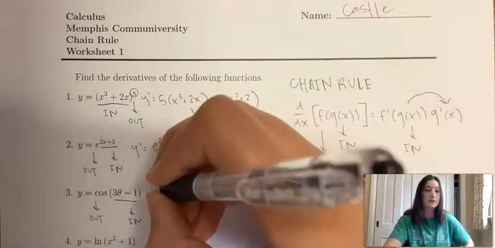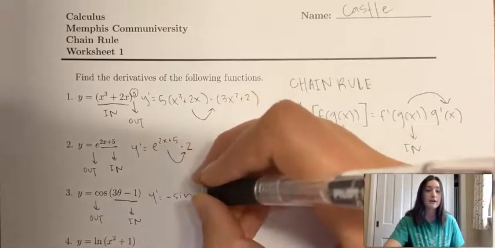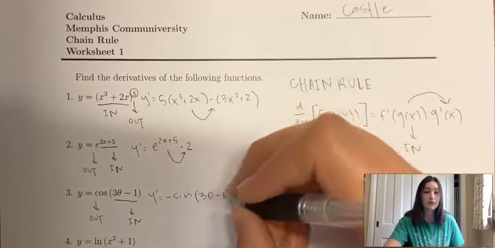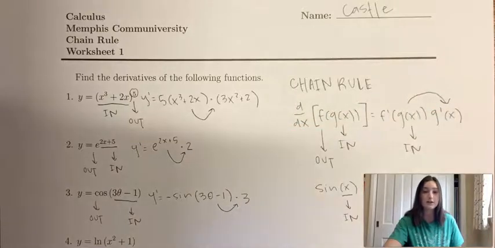So because the derivative of cosine is negative sine, we're going to have a negative sign, and then remember g of x is 3 theta minus 1, and then you multiply by the derivative of g of x. So I've got that arrow pointing there, and the derivative is going to be 3.